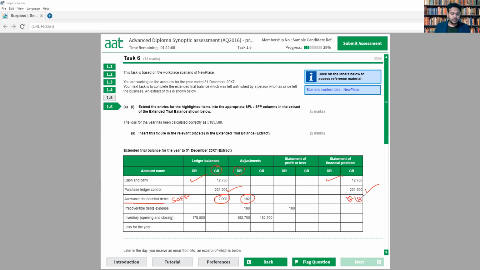And then irrecoverable debts. This item belongs to the profit and loss account. You can see we have an adjustment of 180 on the debit side. That's it, no problem. Then the inventory, you have opening and closing. Opening inventory, we have 178,500 here. This belongs to the debit side of the profit and loss account.